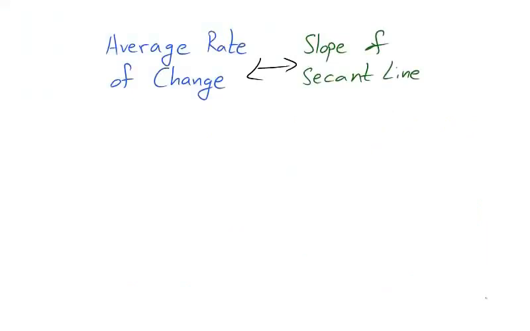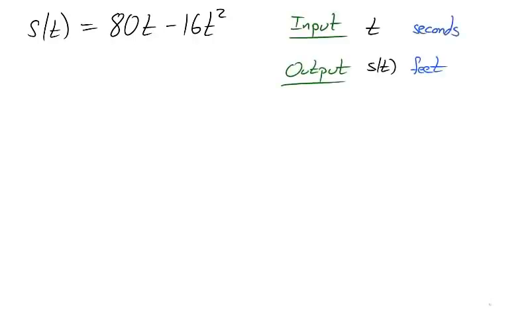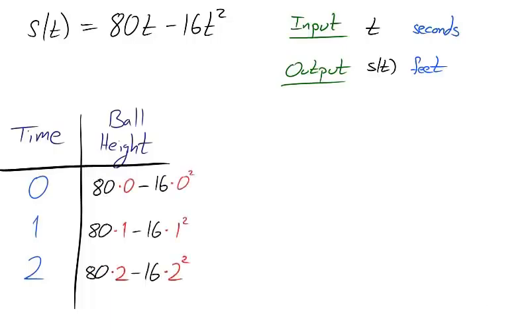We've now connected secant lines to an average, but why does the word average appear in average rate of change? We can best answer this question with an example. Suppose s represents the height of a ball in feet once it has been launched at time t equals 0. And suppose the function s has input t, which is measured in seconds, and outputs s of t, which is measured in feet. Let's calculate the ball height 0, 1, and 2 seconds after it has been thrown. Plug the t values into s, and we find that at 0 seconds the ball has a height of 0 feet, at 1 second, 64 feet, and at 2 seconds, 96 feet.